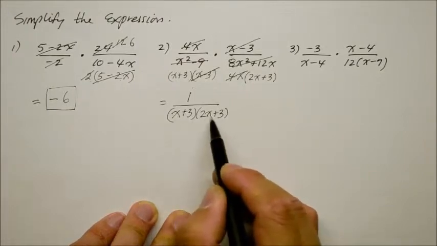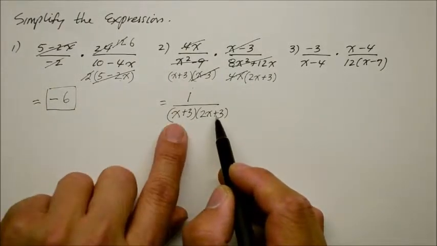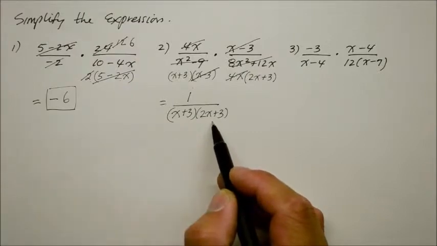And I wouldn't multiply those two binomials. I would leave it in factored form because that is a simpler form. And there's my answer.